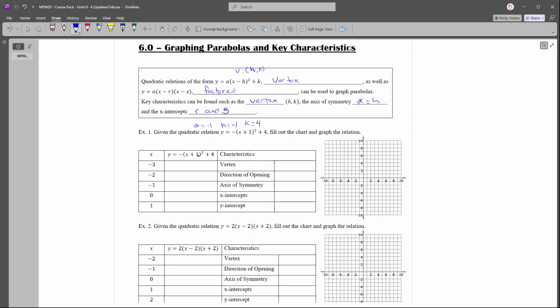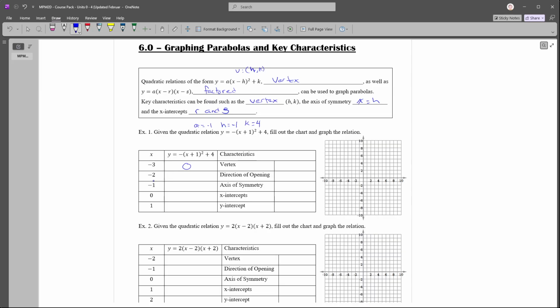Negative 2 squared is 4. Now I have to apply the negative sign on the outside, so I get negative 4. Negative 4 plus 4 just gives me 0. Okay, that's a y value of 0. That tells me that that's an x-intercept, because we know that anything with a y of 0 is on the x-axis. So that's an x-intercept.